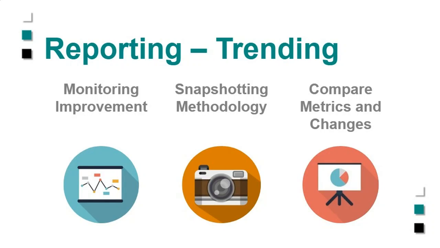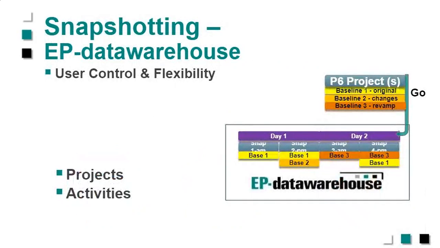And the way you could do that trending is you could use a snapshotting methodology. We do have a tool called EP Data Warehouse that will snapshot a project where it's at. It will maintain that information in a separate database so that you can then pull out that information in reports, either in maybe BI Publisher or P6 Analytics or whatever you have, and you can compare metrics and the changes as time goes by.